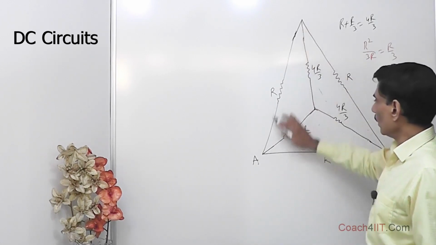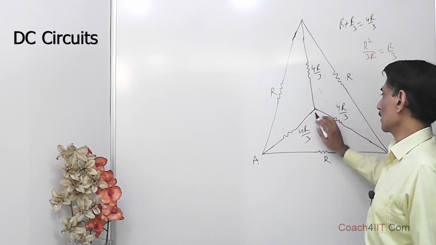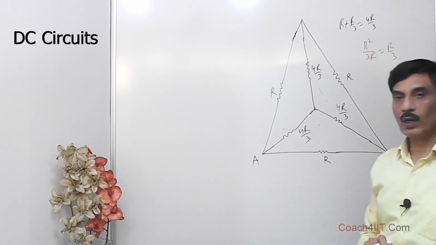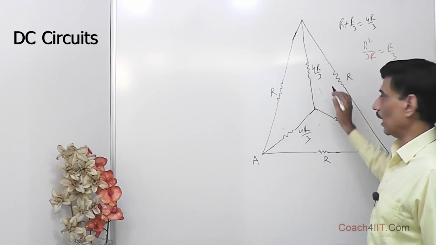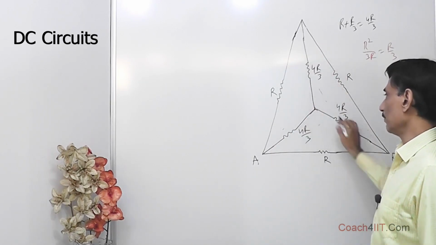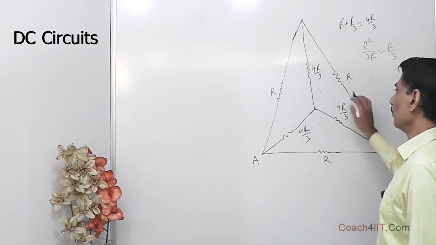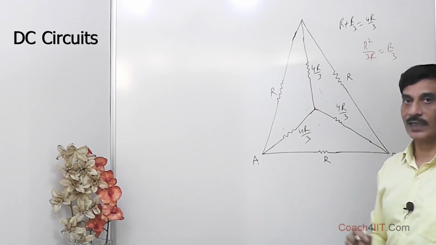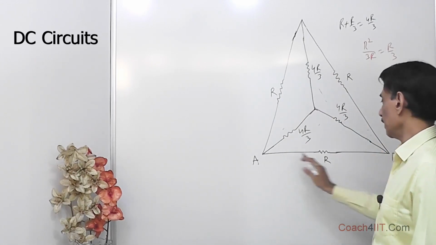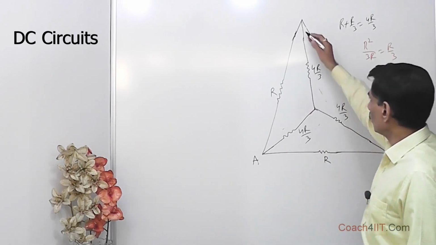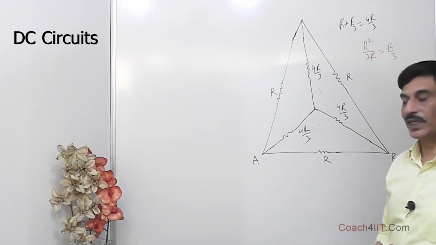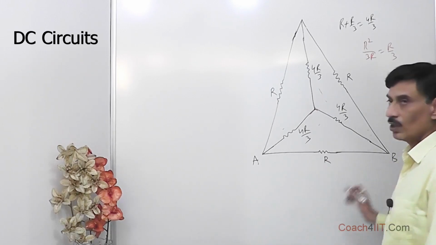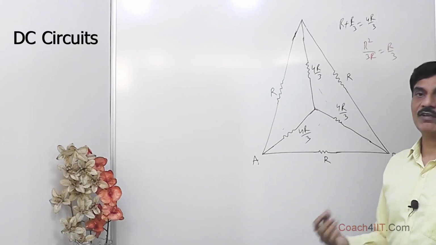Now we have one delta and one star. What we can do is convert this delta into star. One star we already have. This outer delta we can convert to the star, and we can get the answer, that is the equivalent resistance between A and B. And we can also convert this star into delta, and find once again the equivalent resistance between A and B. Obviously, both the answers will match.